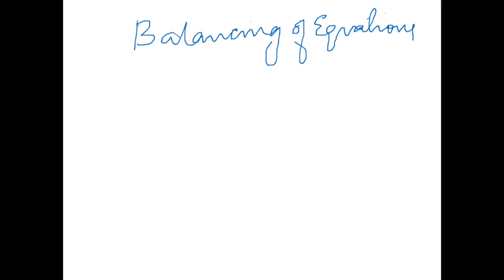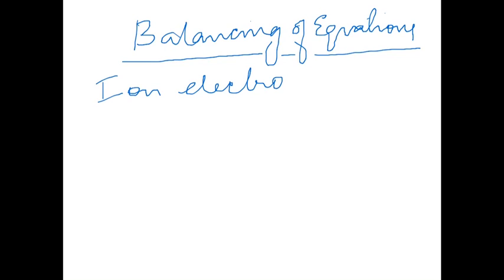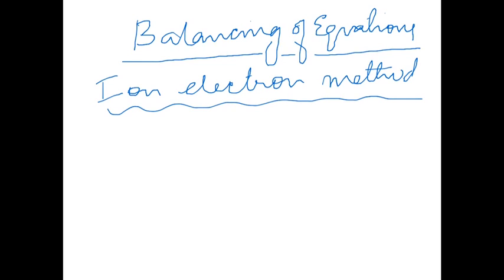What we're going to do today is learn how to balance an equation using the ion-electron method. The reaction is going to be balanced in an acidic medium. Today we are going to balance a reaction between oxalate ions and permanganate ions.